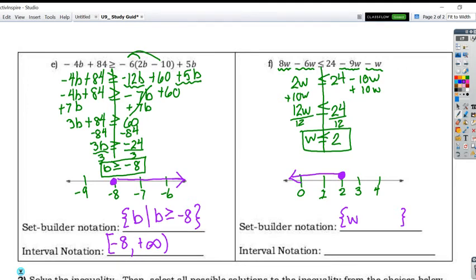Set builder notation always has the curly braces. Introduce the variable W, vertical bar for such that, and then you fill in that solution, less than or equal to 2.